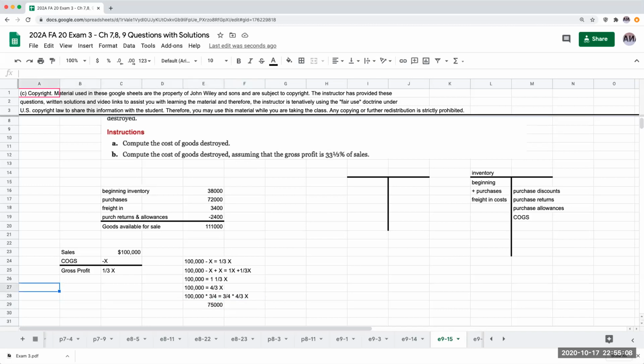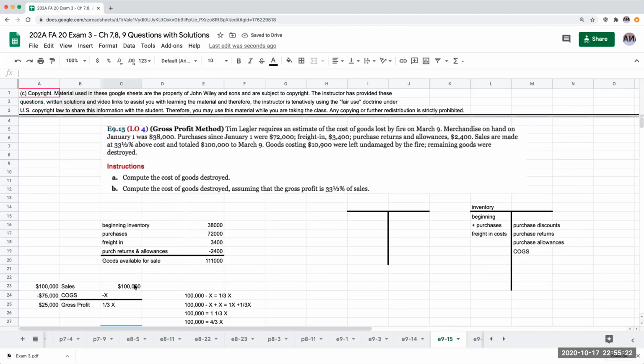So my cost of goods sold here, so my gross profit is going to be $25,000, okay? And if I look at the way that this is written, it says over here, sales are made at 33 1/3% above cost. So if I say that 1/3 of this, or 33 1/3%, that's my sales, I know that this works out mathematically.